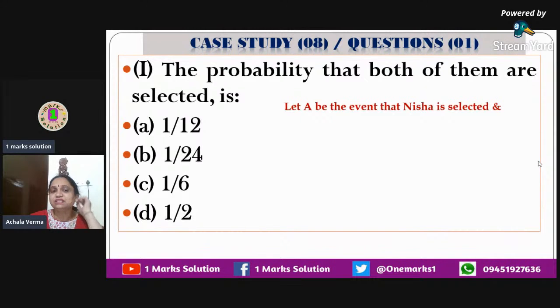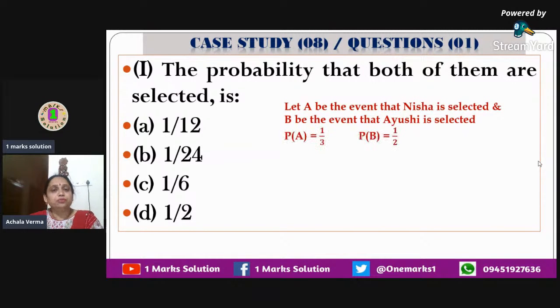Now, let's look at this question. How do we solve it? The probability that both of them are selected is... So when you start solving a probability question, you need to name the events. Let A be the event that Nisha is selected and B be the event that Ayushi is selected. So the probability of A, as per the given information, is 1/3 and the probability of B is 1/2. It's also given that these 2 events are independent events.